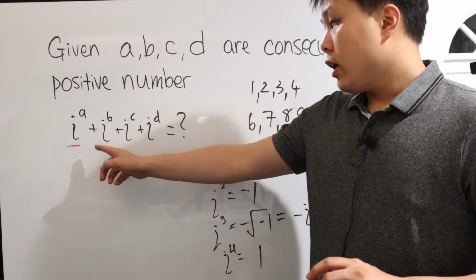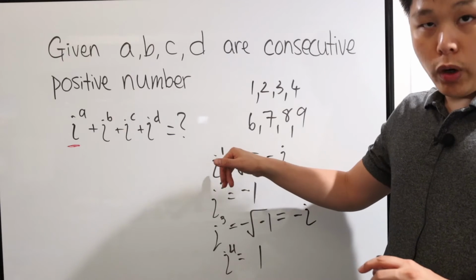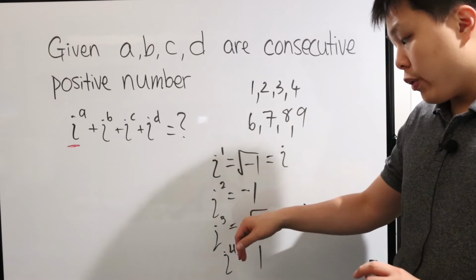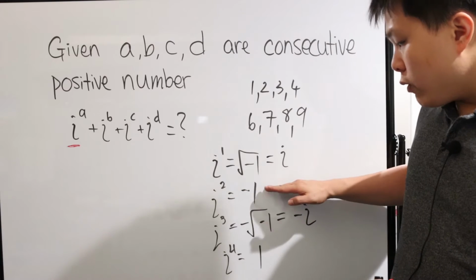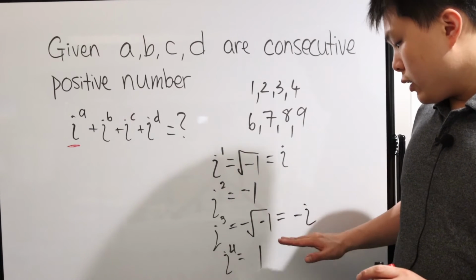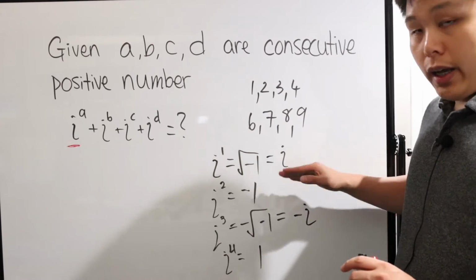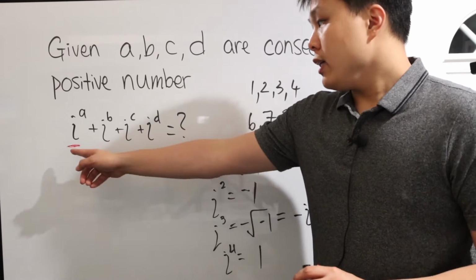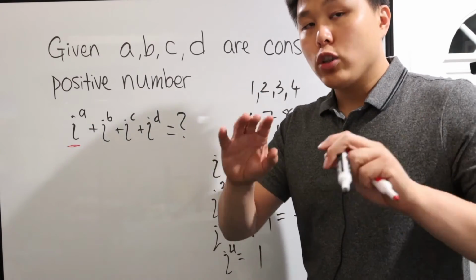i to the A, i to the B, i to the C, i to the D. We don't know where it starts. It could start at 1, or it could start at 3, it could start at 5, it could start at 10. It doesn't matter because guess what? Even if we start, for example, at i to the second, if we do consecutive, the next one's going to be -i, the next one's going to be 1, the next one's going to be i, and then we keep going. So in this case, it doesn't matter what A, B, C, and D are in terms of actual numbers.